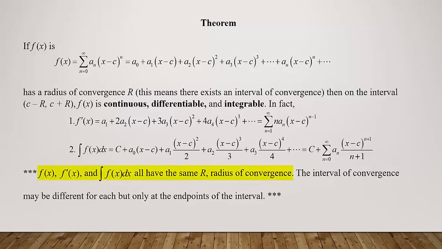That is, they all have the same radius of convergence. Now, they may have a different interval of convergence, so the interval of convergence for each of them may be different, but they're only going to differ at the endpoints of the interval. This is a really, really powerful theorem. So let's just practice this theorem. So consider the function f of x equals, there, I'm giving it to you in series notation, x to the n over n.